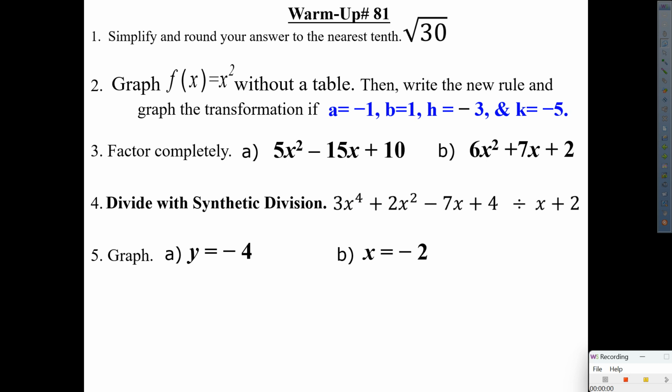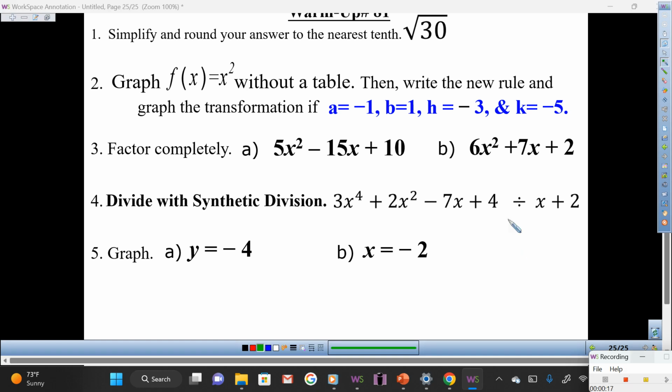Warm-up 81's on the screen. Get started, please. That shouldn't be a problem by now. 5 minutes. Copy and go. All right, good participation.